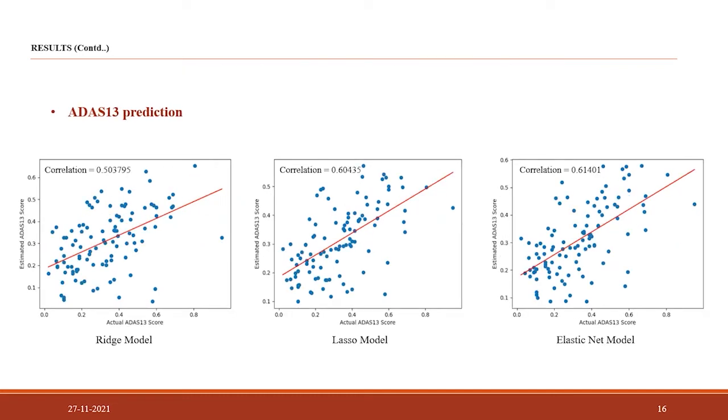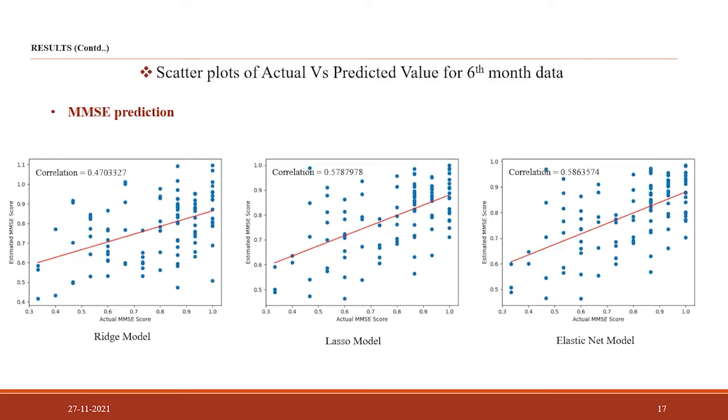Similarly, when looking at the scatter plot diagram of the ridge, lasso, and elastic net models, the data are closer to the line in the case of the elastic net model. So for ADAS-Cog 13, the elastic net model is better than the other models. And this is the scatter plot of the actual and predicted values for the 6th month data for MMSE score. Here also the elastic net model has a better correlation with the actual and estimated MMSE.